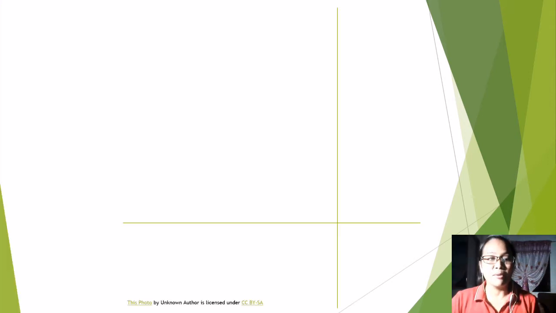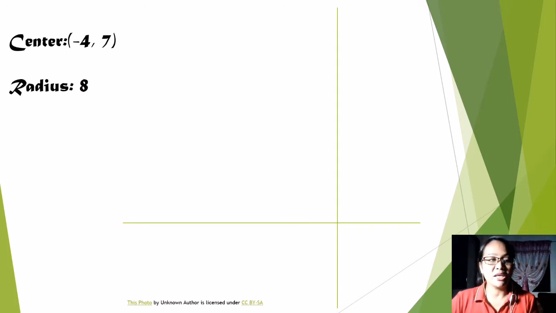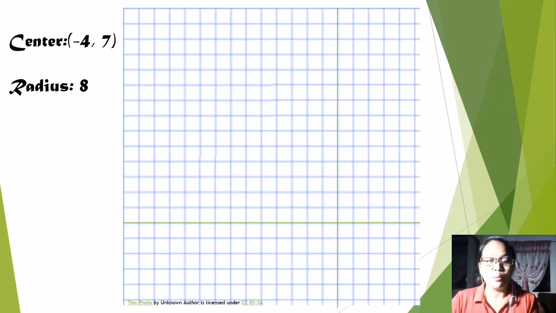So next, we're going to graph the result. So for our center, we have negative 4 and 7, and for our radius, we have 8. So using the Cartesian plane, we can draw the circle. So this is the x-axis, and this is the y-axis. So if you notice, these are the intersection or the line. So this is the center point of the Cartesian plane.